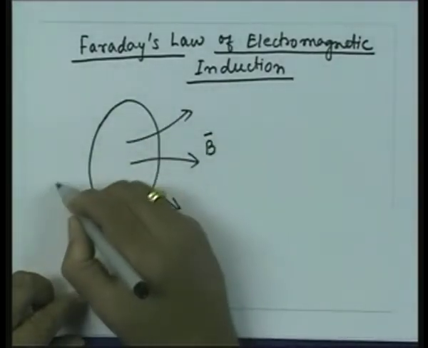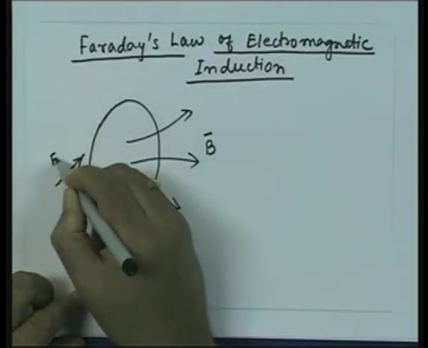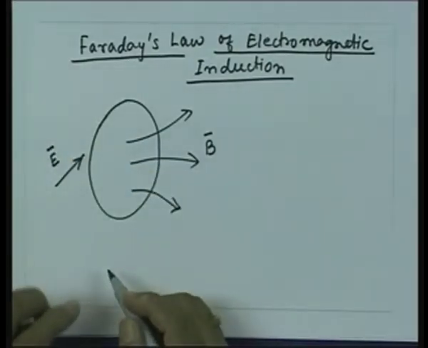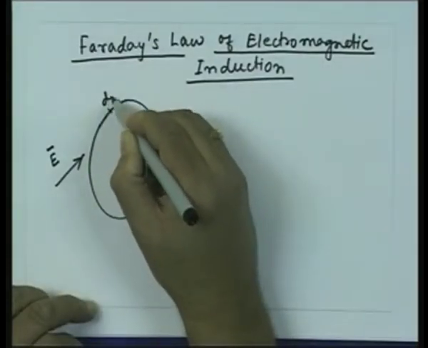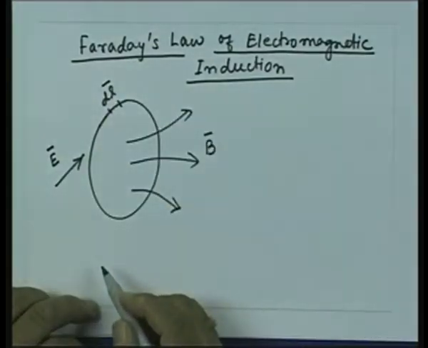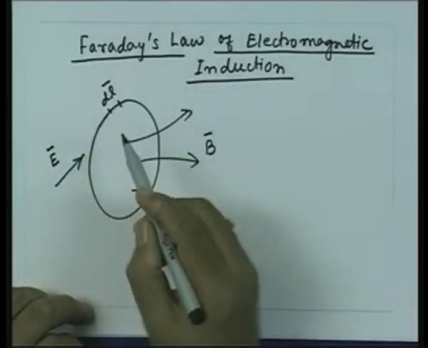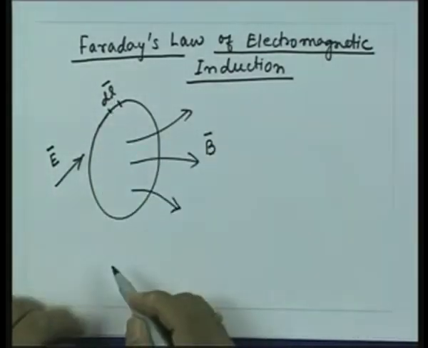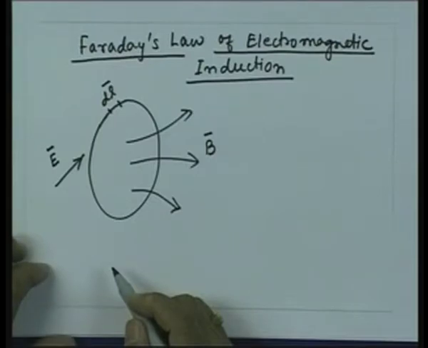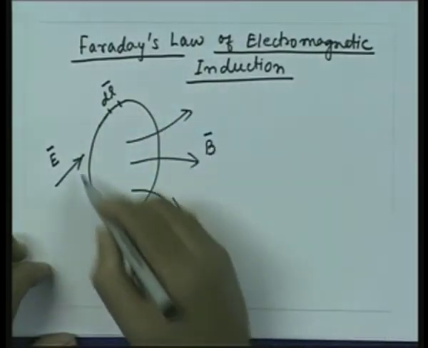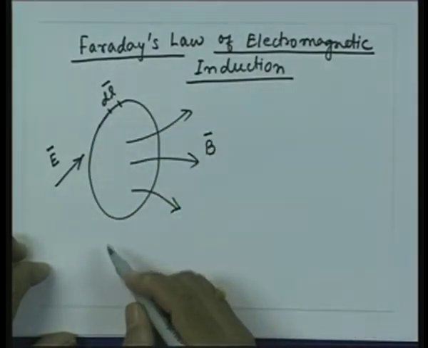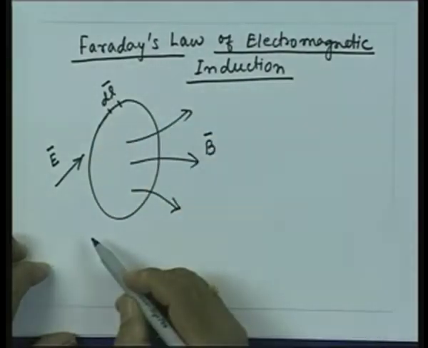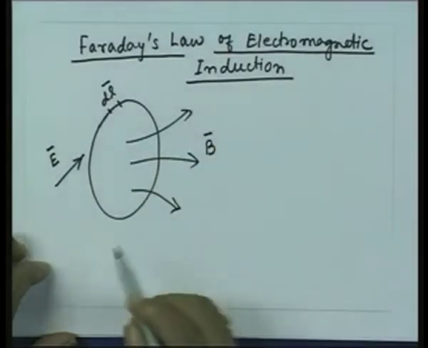So, if I have the electric field in this region which is given as E, and if we have an element here which is dl, the E dot dl is the EMF produced in this small segment. Because of this EMF, the current will flow, and the current will flow in such a way that the magnetic field produced by this current will oppose this magnetic field.